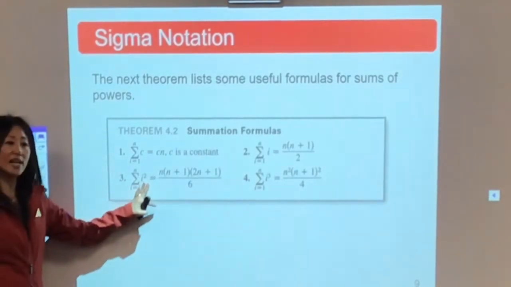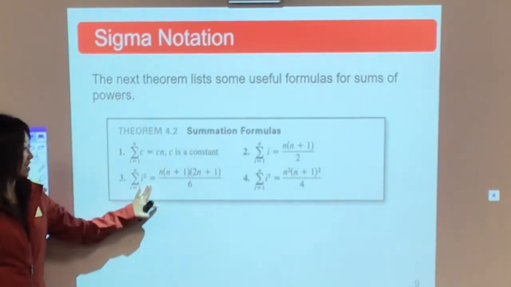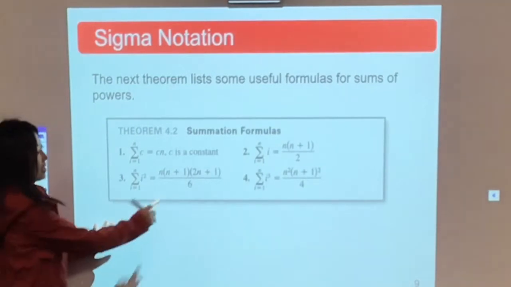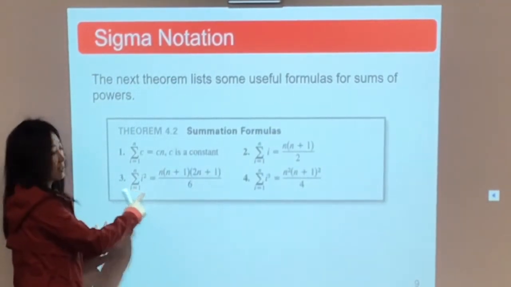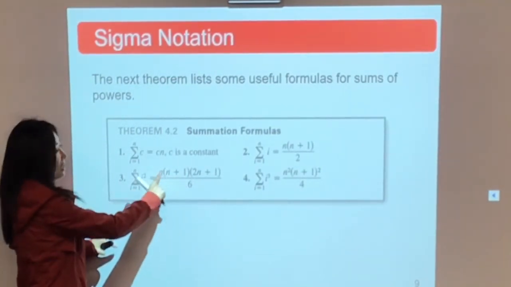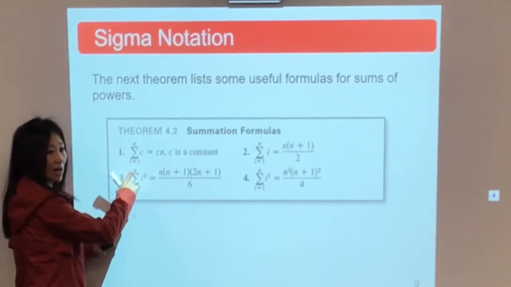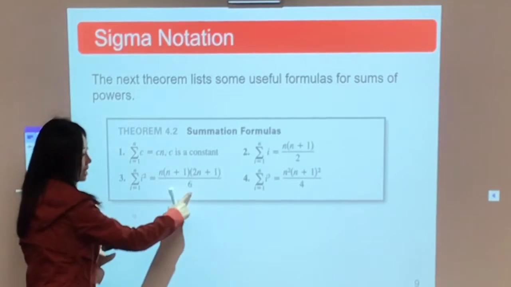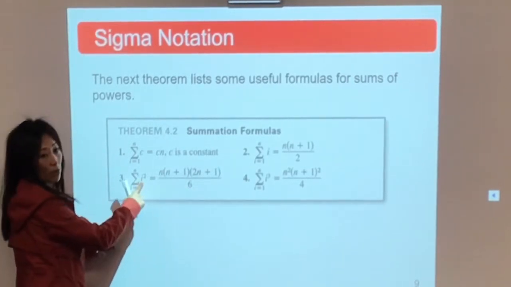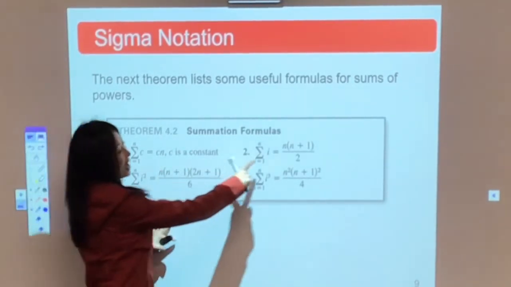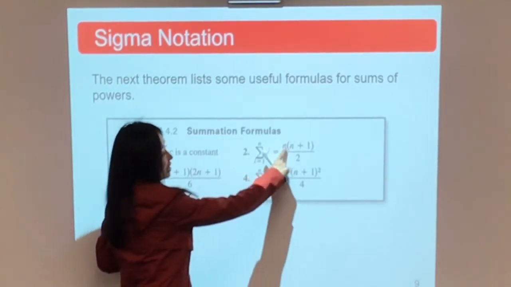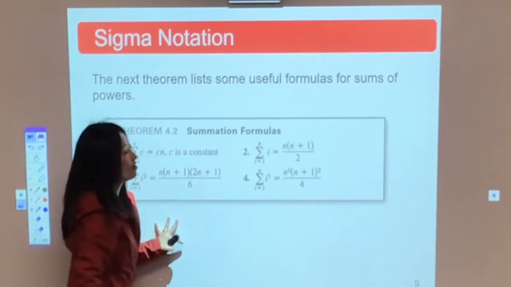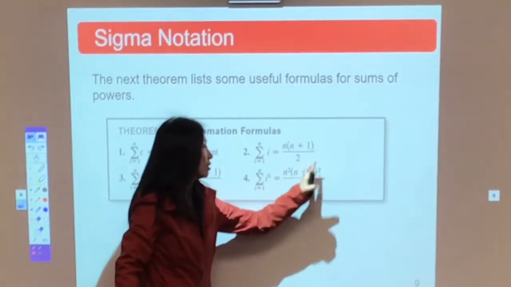Okay, look at this one, i squared. If I give you something squared, this is your formula. We use this one a lot actually. That formula says n, the upper limit, times n plus 1, times 2n plus 1, divided by 6. That's i squared. i is easy. i is n times n plus 1 divided by 2. i to the third is n squared, n plus 1 squared over 4.